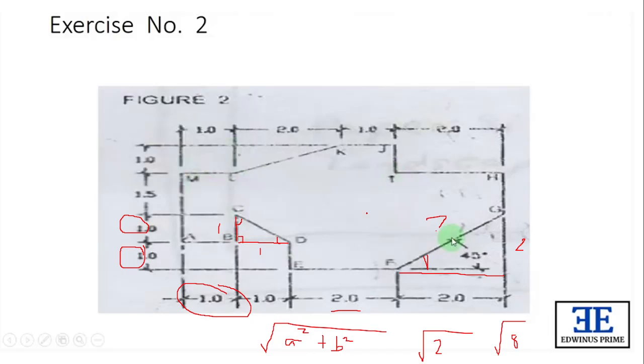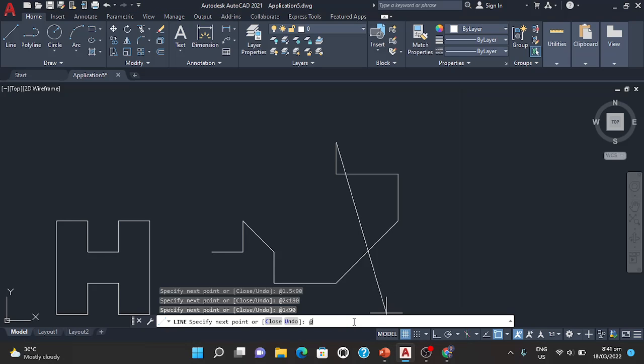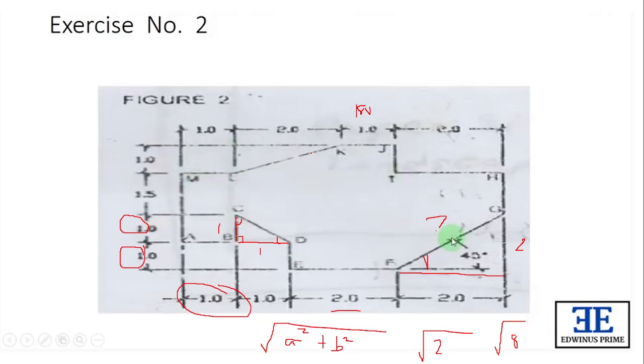Okay. So next one. From point I to point J, we will have point J to point K. Point J to point K has a specific distance of 1. This one is going to the left. So automatically our angle would be 180 degrees. So let's input at 1 angle 180.